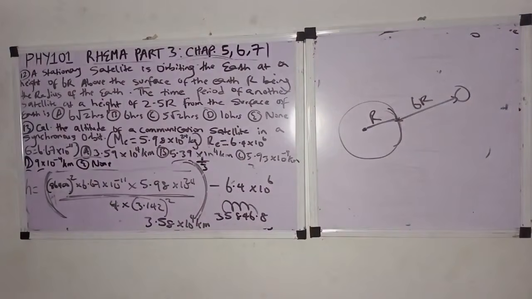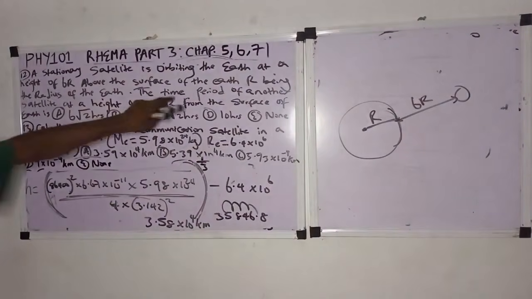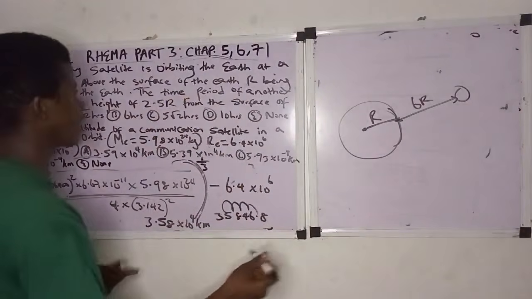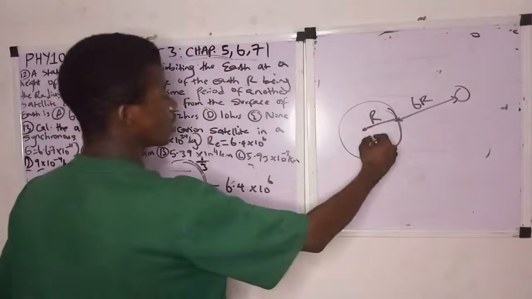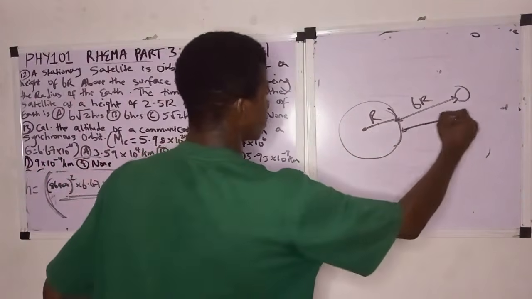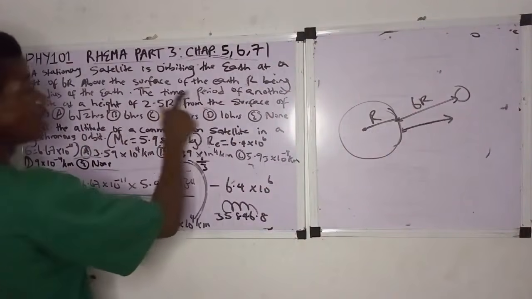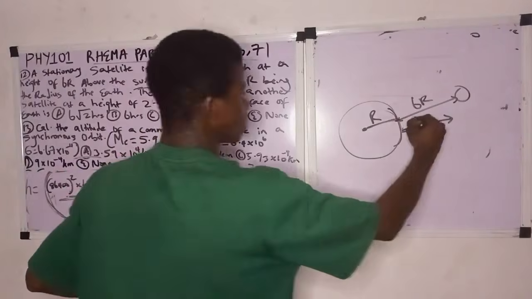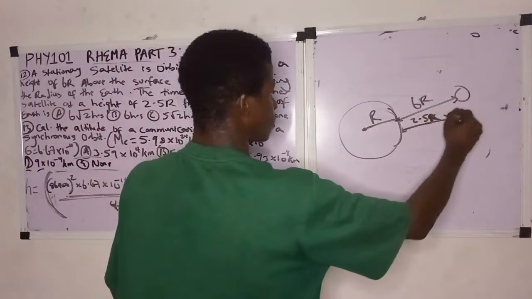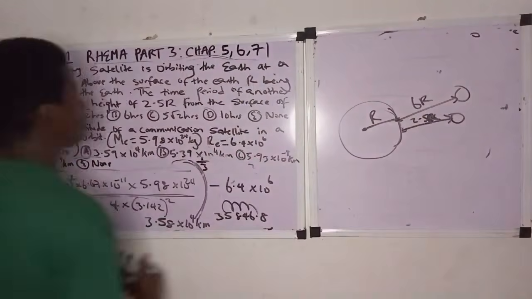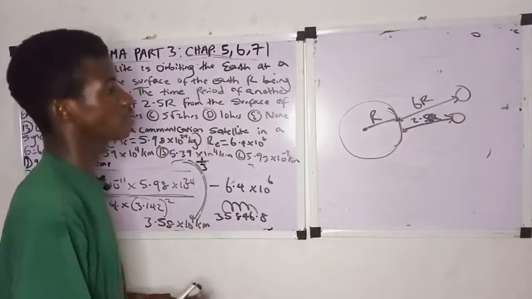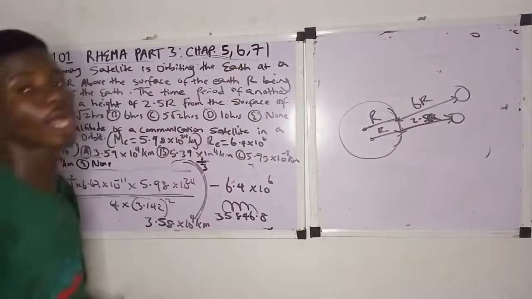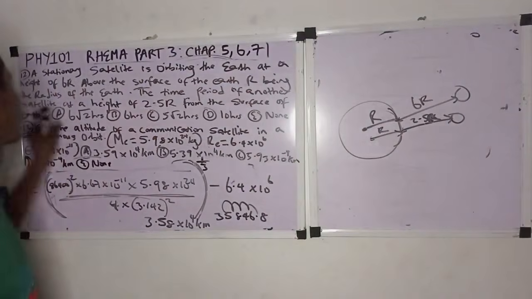They said the time period of another satellite at a height of 2.5R from the center of the Earth is... So now we are asked to look at the time period of another satellite.